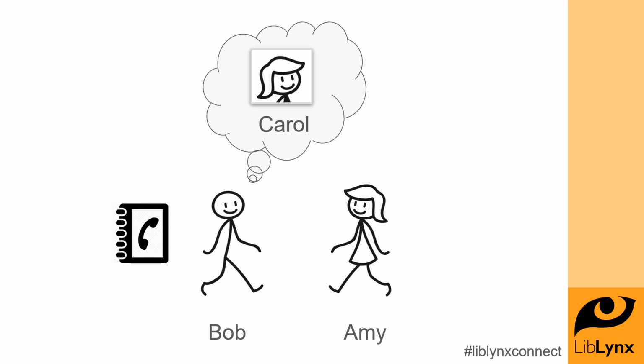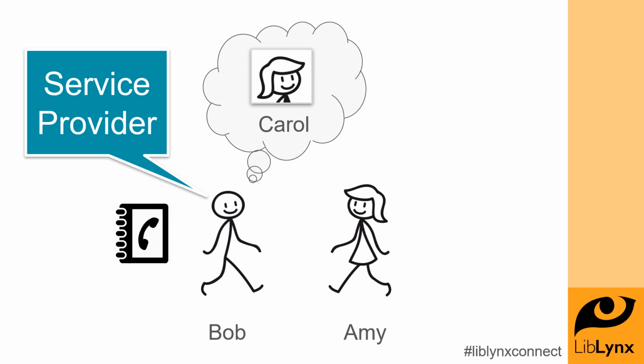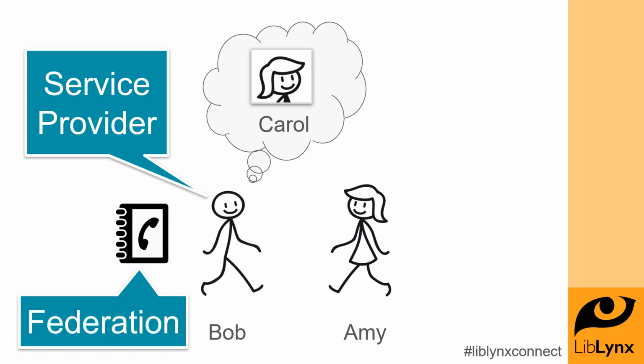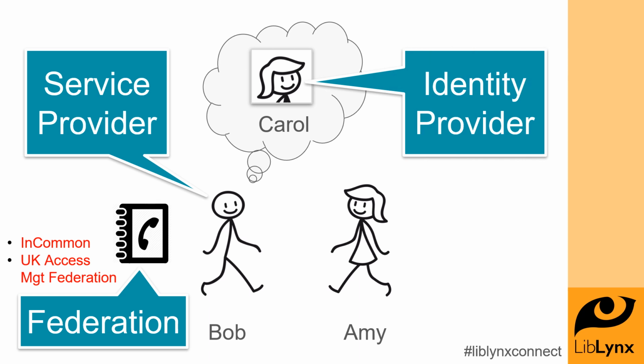This simple scenario is actually very close to how Federated Single Sign-On works. Bob is the service provider that needs to check a visitor's institutional affiliation before providing access to services. His phone book is a federation, a trusted list that details how to talk to a set of vetted institutions and vendors. Examples of federations include InCommon in the United States and the UK Access Management Federation. Carol is the identity provider, the institution's single sign-on service that confirms a visitor's identity. And while our characters in this scenario speak English, in reality Bob, Carol and the Federation communicate using a language called SAML.